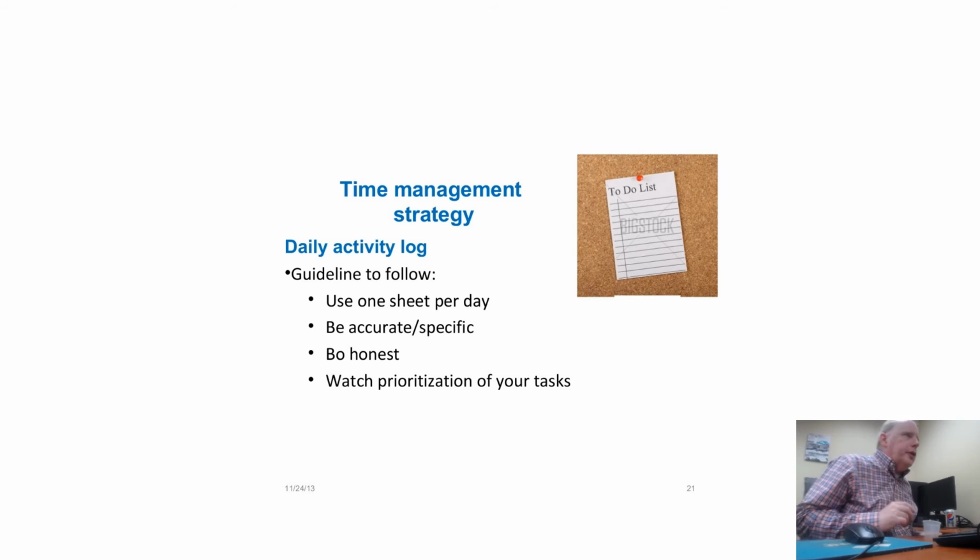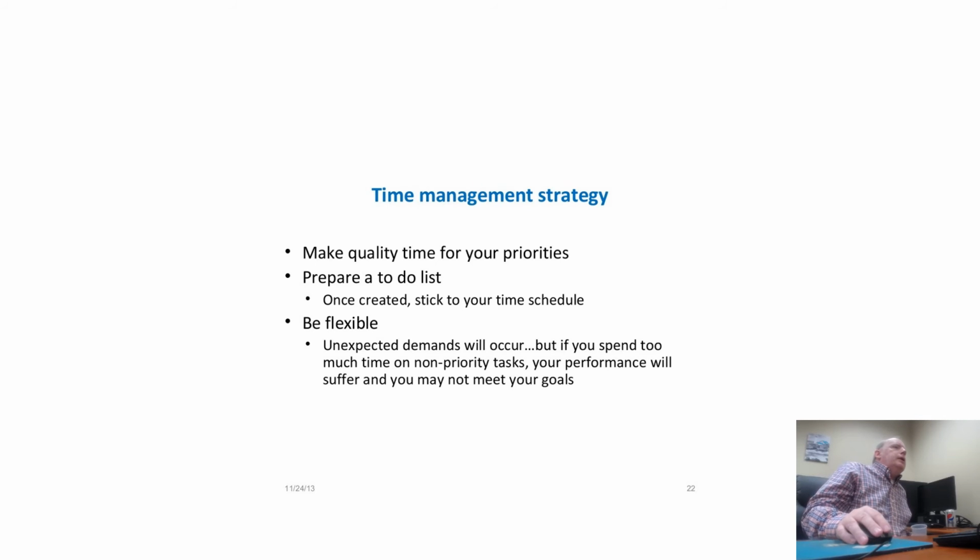And then watch how you prioritize those tasks. The ones that are obviously higher priority should go to the top of the list. Make quality time for your priorities. Prepare a to-do list, and then stick to your time schedule. So it's a contradiction, because they say stick to your time schedule, but then be flexible, because unexpected demands will occur. But if you spend too much time on non-priority tasks, your performance will suffer. You may not meet your goals. So any kind of system, you may have to set it aside when something comes up that's totally unexpected.